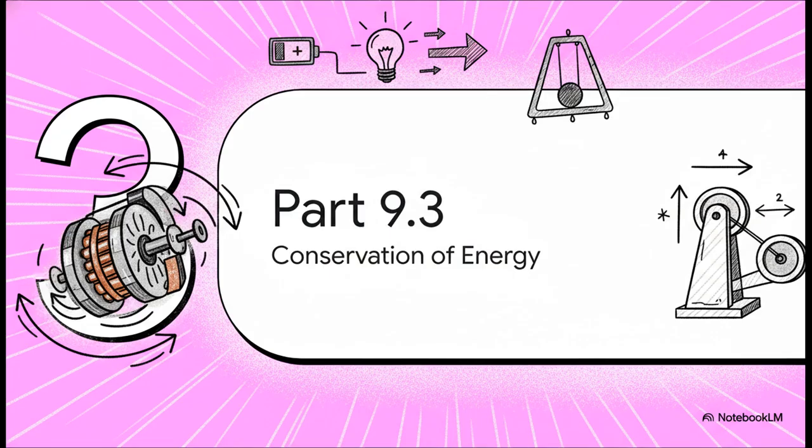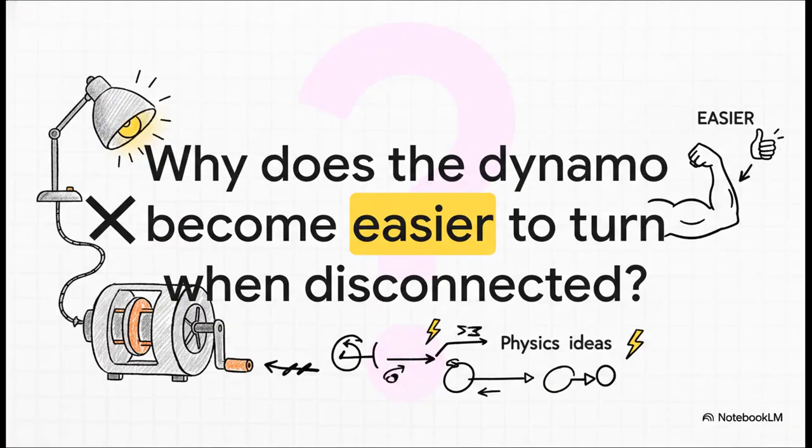All right, let's tackle the final part of the question, 9.3. This is the big one, the 3-marker, and it brings in a really, really important concept, the conservation of energy. But it's kind of disguised as a question about forces. So here's the scenario. You disconnect the lamp, and all of a sudden, the dynamo is way easier to spin. The question is why? What's going on?